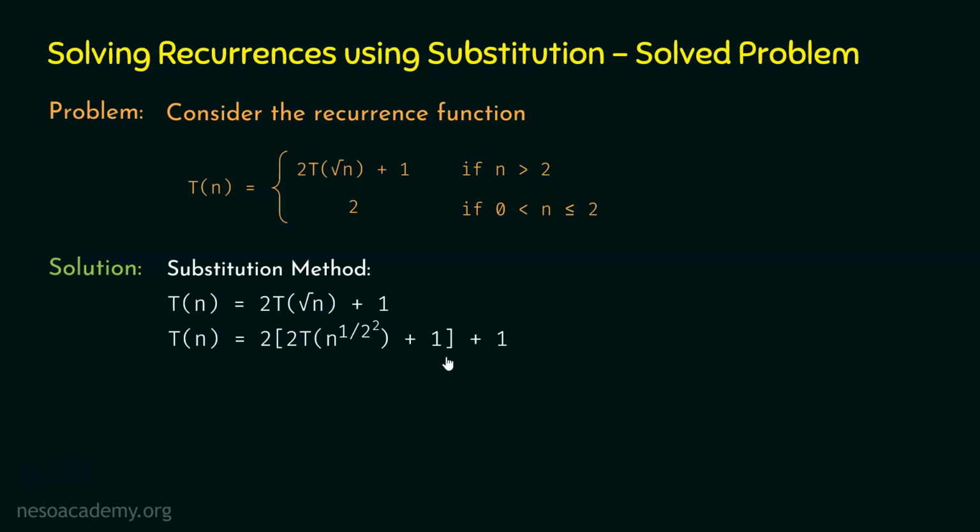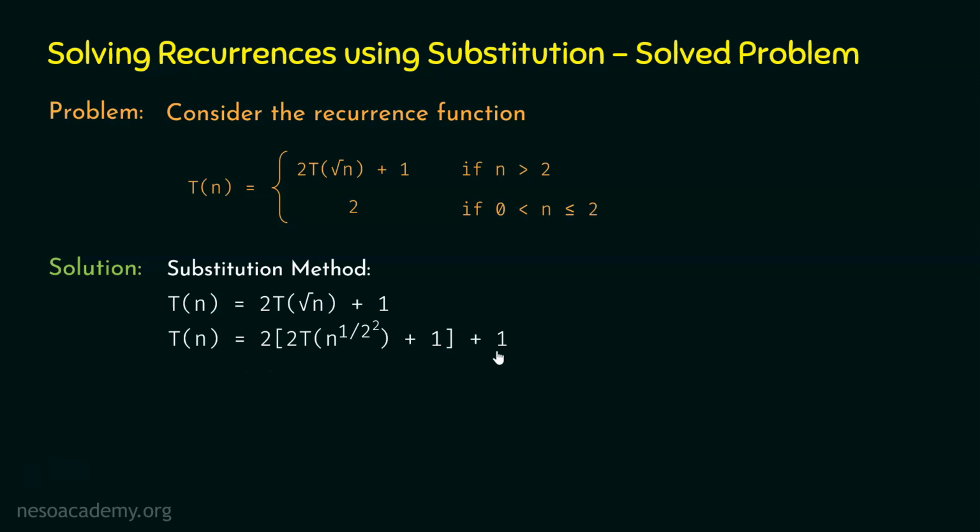Now we can expand the brackets. We now need to multiply 2 by 2. We will get 2 square here. This is 2 square times T(n^(1/2)^2). And here 1 is also going to multiply by 2. We will get 2 here.